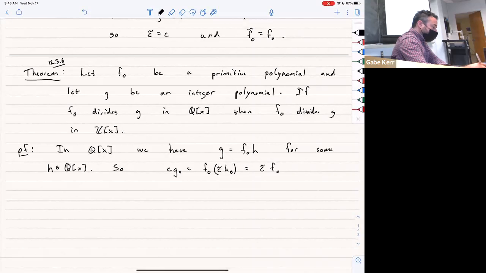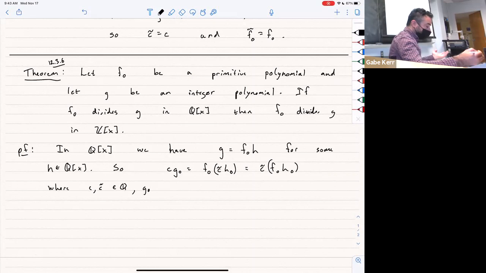Polynomials are integers, all commutative. Here, of course, C tilde is a rational number. F naught is already primitive by assumption of the theorem.